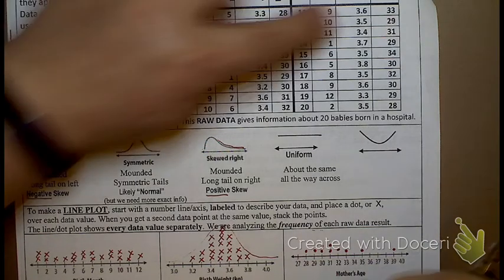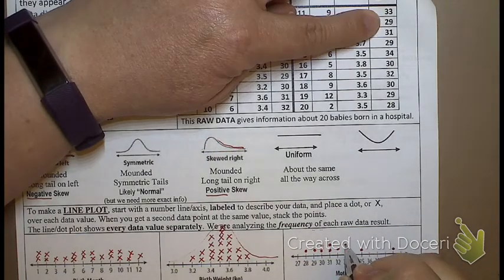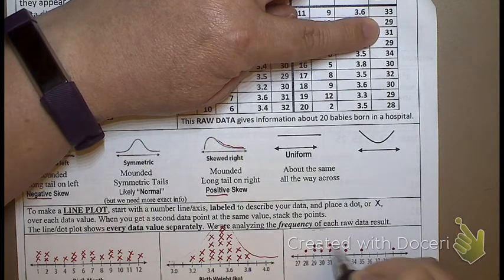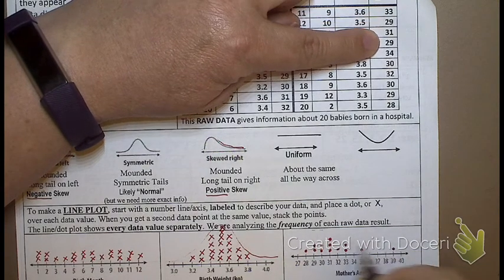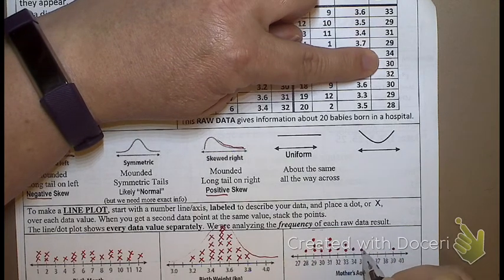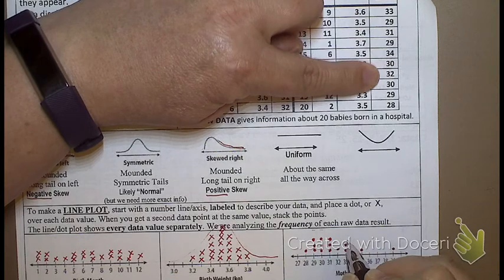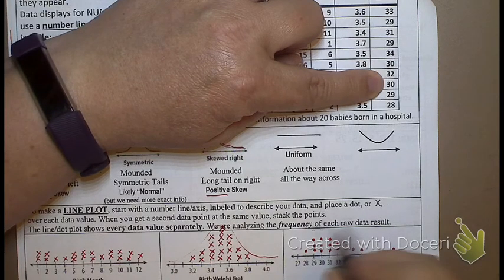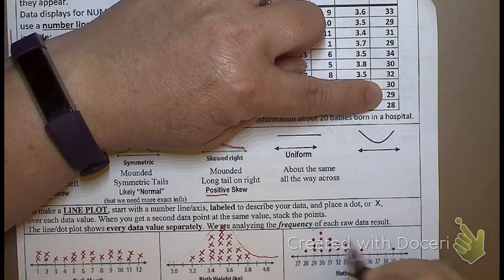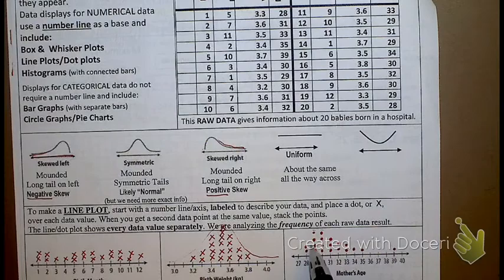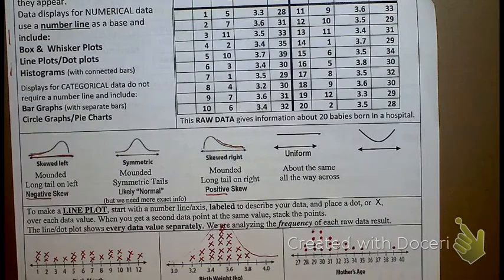And on the next column, 33, 29, 31, 29, 34, 30, 32, 30, 29, and 28. So that's what it would look like if it was the dots instead of the X's. Same way of putting the data.